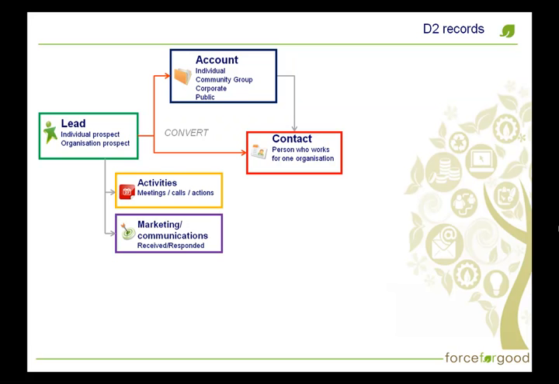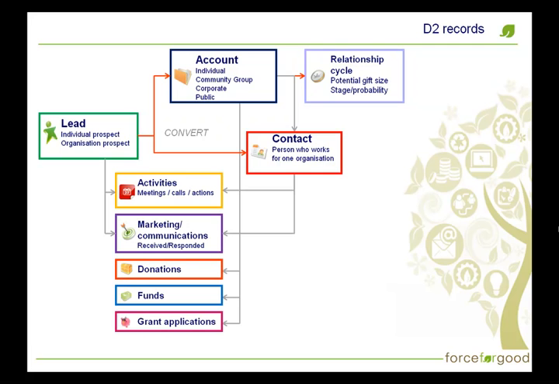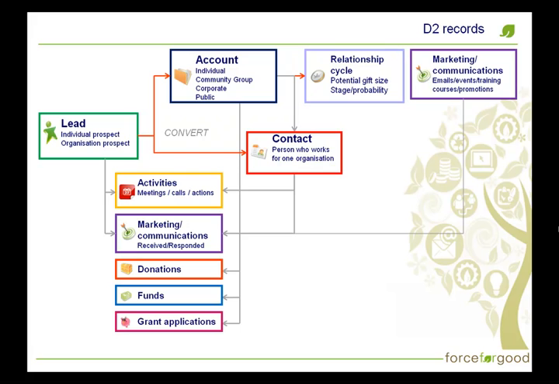You can also choose whether to create a relationship cycle for potential major donations to track the probability and progress of large gifts. The history of a lead's activity will carry over when you convert, and you'll now see further associated information such as donations, grant applications and funds, relationships, products, and much more, all on one record. The Marketing and Communications tab is where you create all of your promotions, communications and events, and track the responses at both summary and individual level.